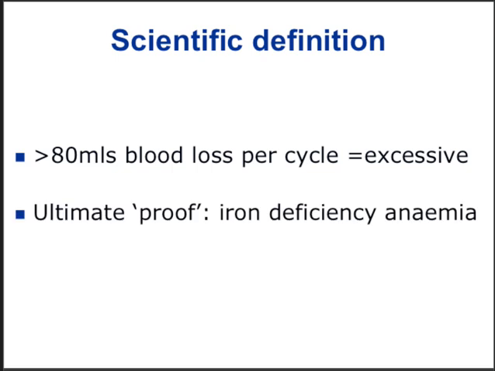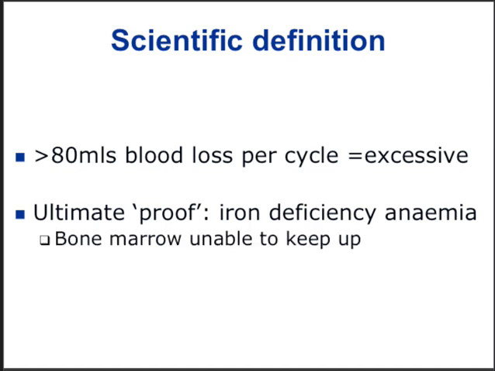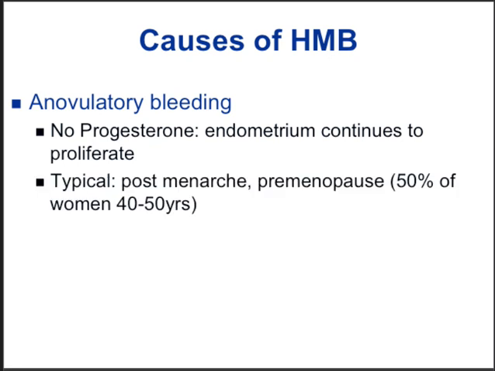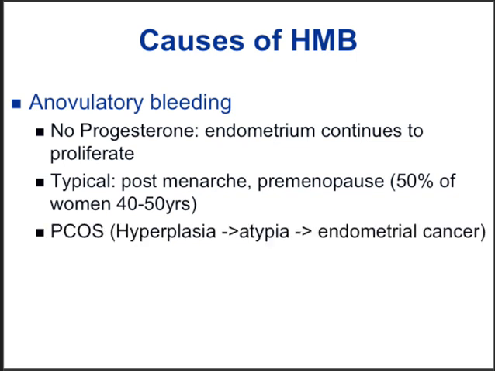The ultimate proof will be if this happens chronically, then it results in iron deficiency anemia because her bone marrow will not be able to keep up with the loss. What are causes of heavy menstrual bleeding and ovulatory bleeding, as we already discussed before? Typical, of course, after the menarche and before the menopause.